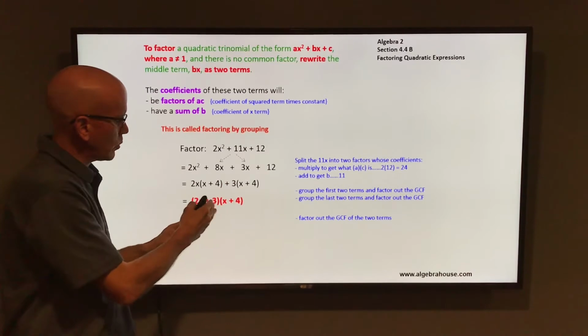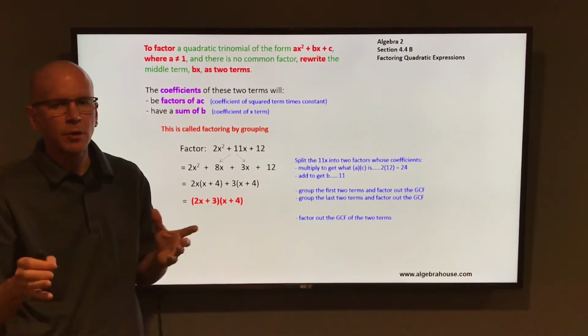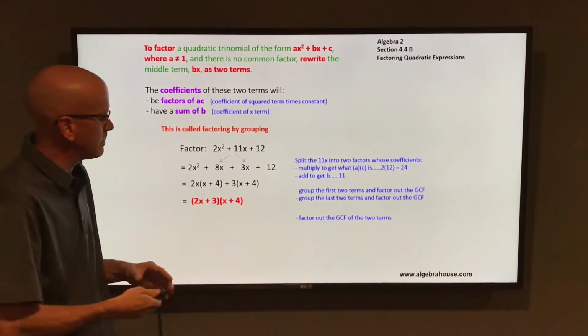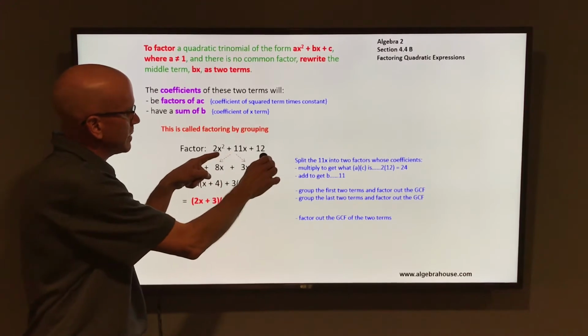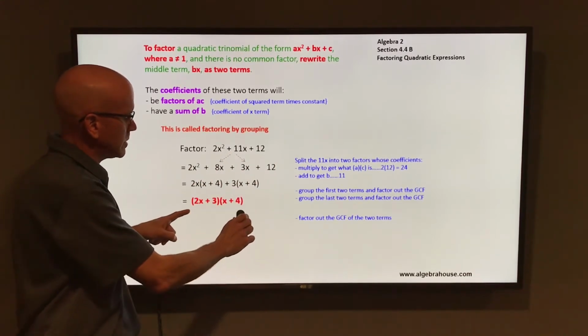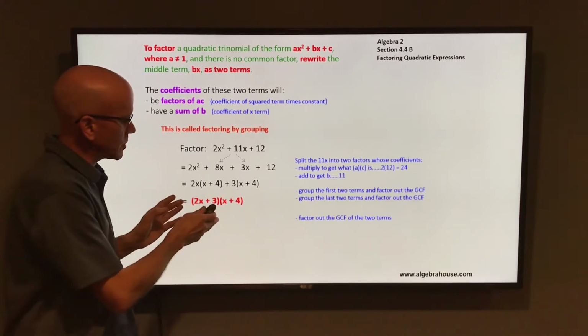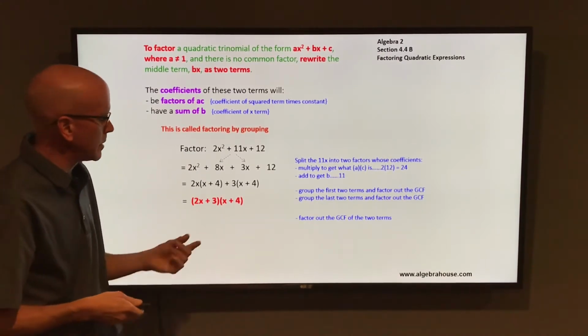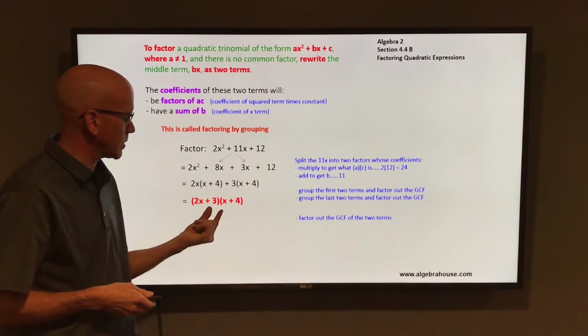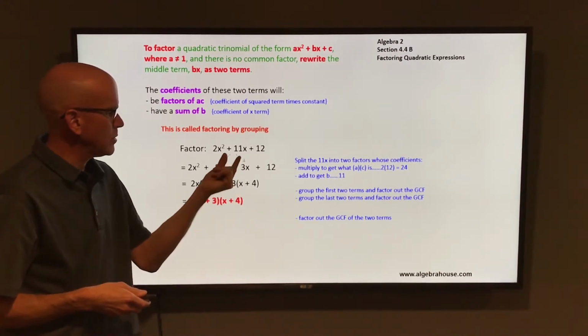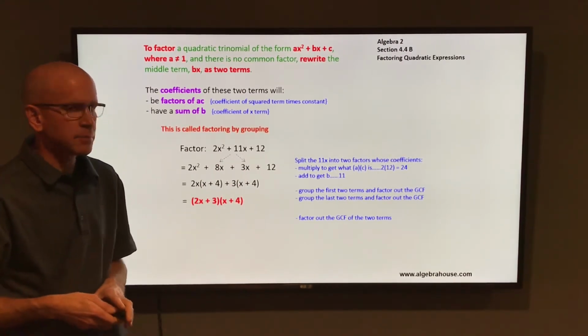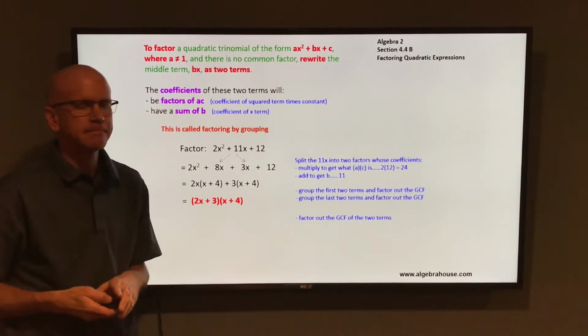Now again, it doesn't matter what order those are in. Multiplication is commutative. You can move it around, doesn't change the outcome. But this 2x squared plus 11x plus 12 factors into these two binomials, 2x plus 3 times x plus 4. And you can check that with the FOIL method, distributive property. If you multiply those back together with the FOIL method, distributive property, you would get this 2x squared plus 11x plus 12.